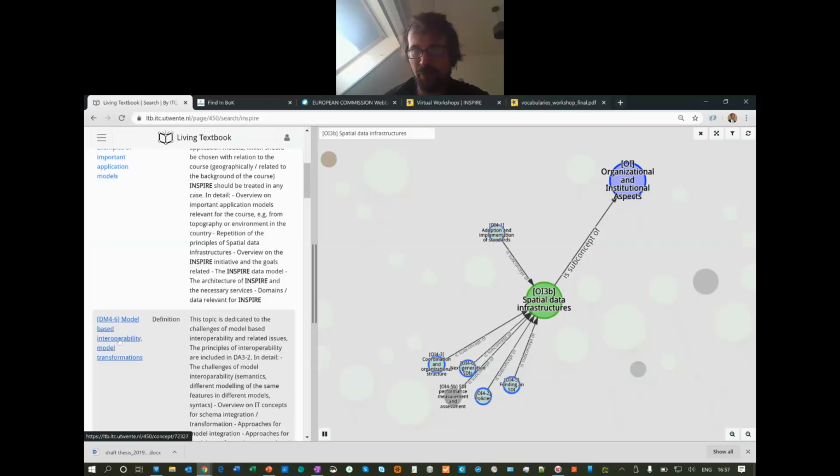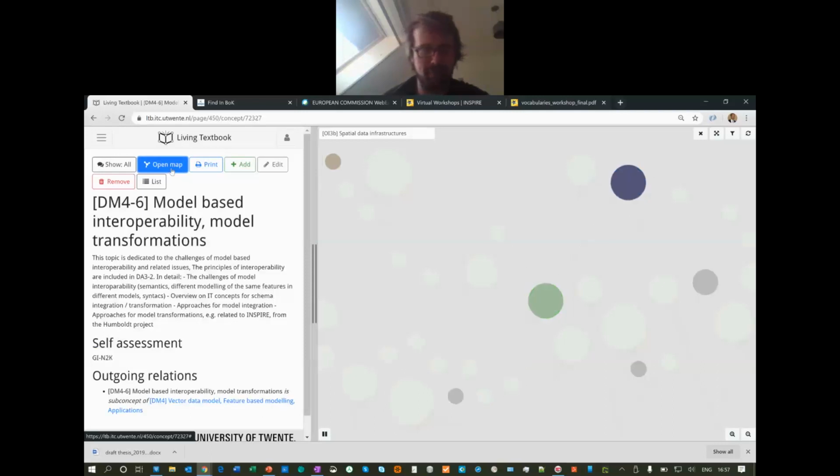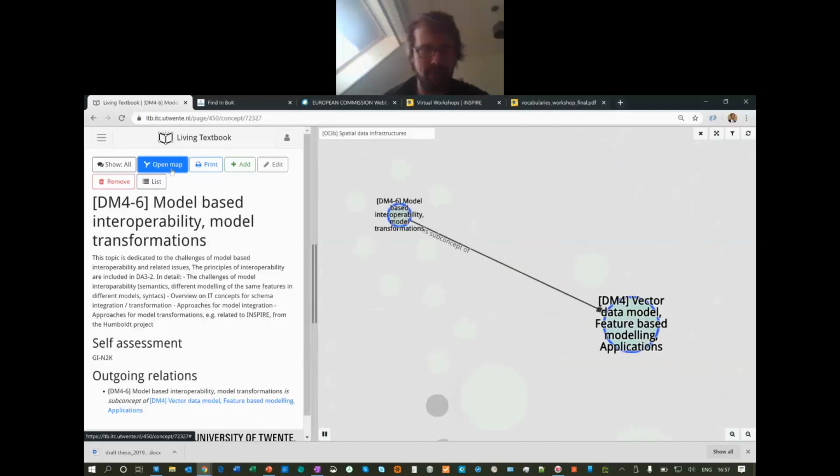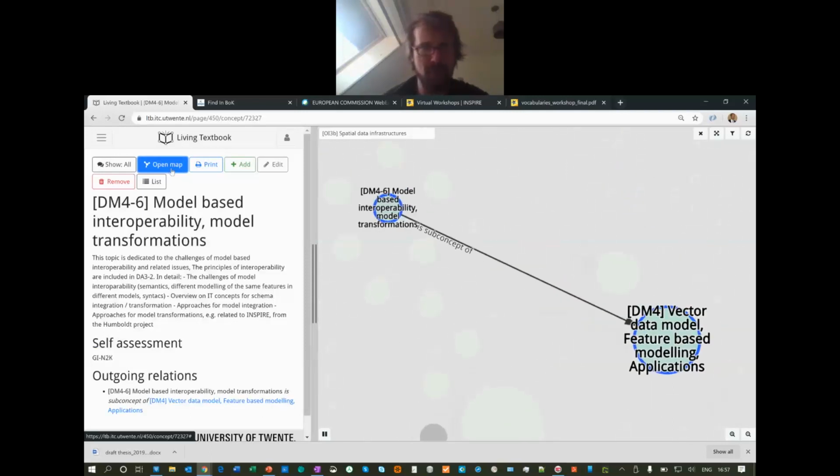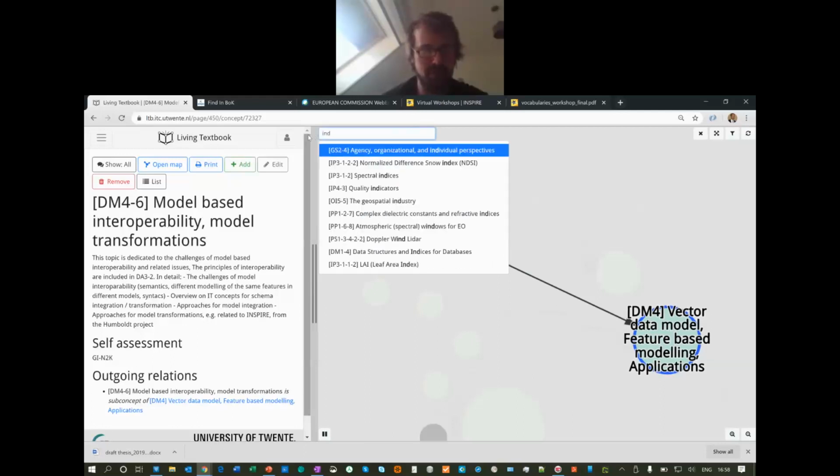Let's now move on to the more practical part, where first our colleague, Rob Lemmens from the University of Twente, will show the tool that we are currently using to fill in the body of knowledge. So the living textbook as a tool we are currently using, and we also hope that the community in the future will use to contribute to the creation of the body of knowledge.